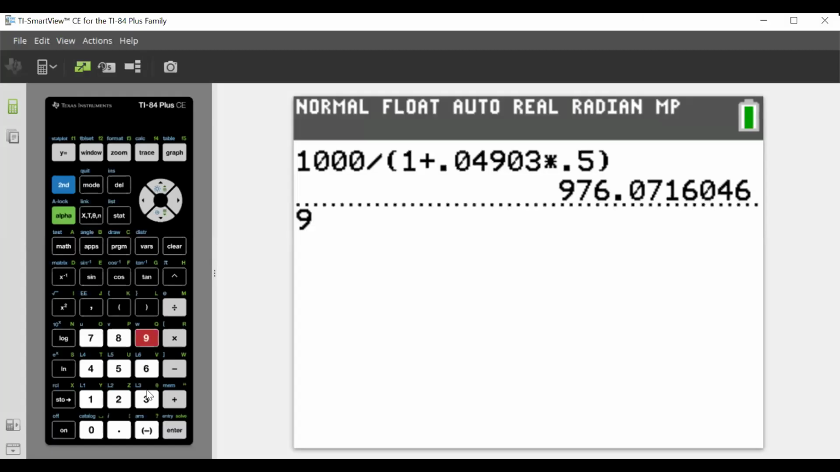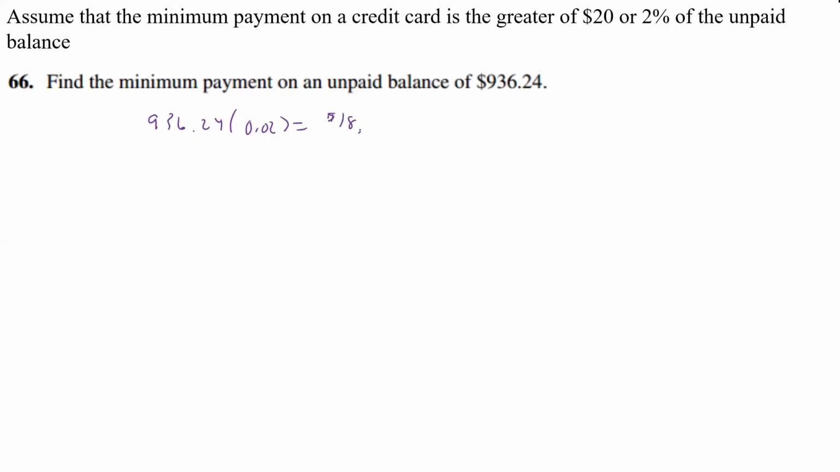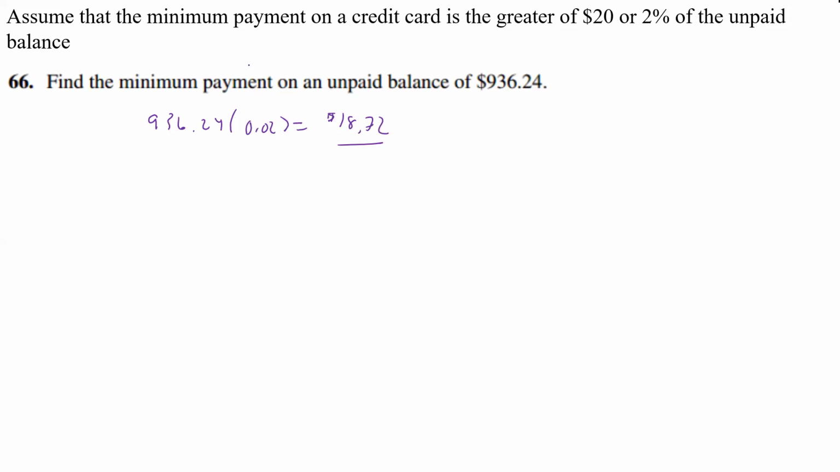So we take 936.24 times 0.02, and we get 1872 there. And so that's going to be 18.72. Now, is that one bigger, or is $20 bigger? Well, $20 is bigger, so in this case, the minimum is going to be $20. Okay, so that would be how you do something like that. And sometimes they'll give you different percents, 0.02 or whatever that credit card is charging.